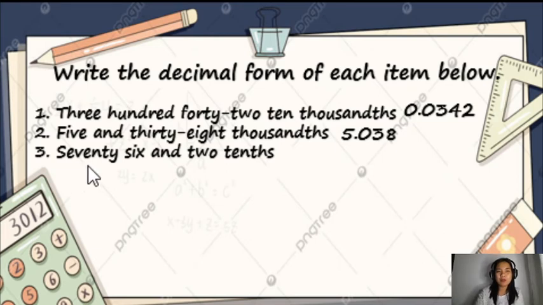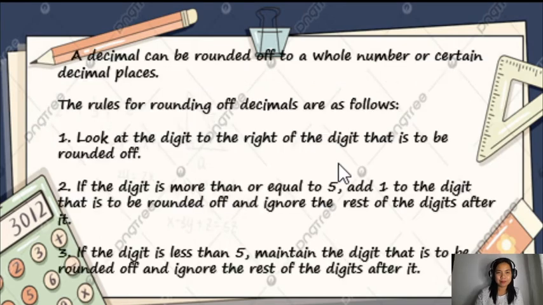Number 3, we have 76 and 2 tenths. So, decimal point yon. So, sulat lang natin yung 76 na whole number and decimal point, then 2 tenths. So, that is 76.2. This is 76 and 2 tenths.